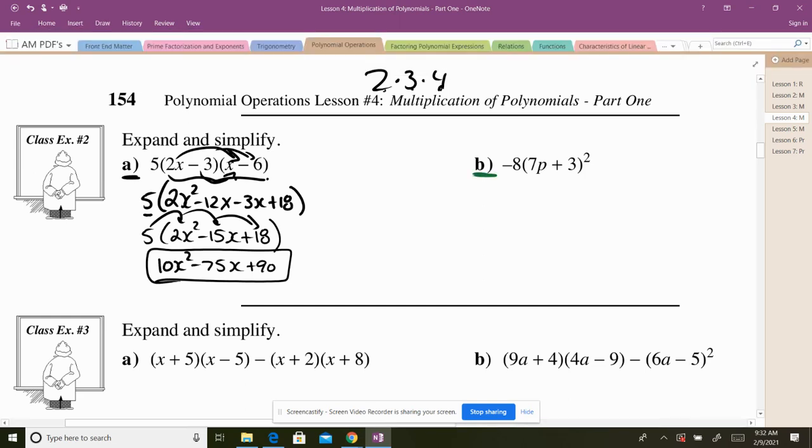Okay. B. What does that mean? Yes. So it means 7p plus 3 times 7p plus 3. Yeah. So it means this.